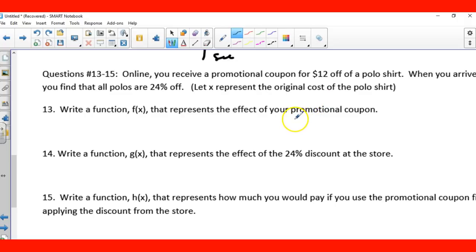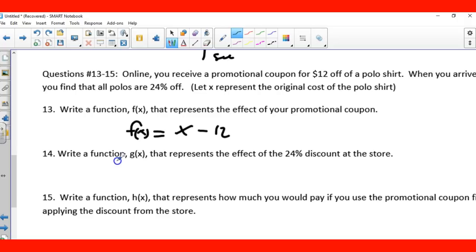Alright, so what we do know is this. Write a function f of x that represents the effect of the promotional code. Well, if it's $12 off for the promotional code, it would just be X minus 12, right? It would be whatever the dollar amount is. Minus 12, right?